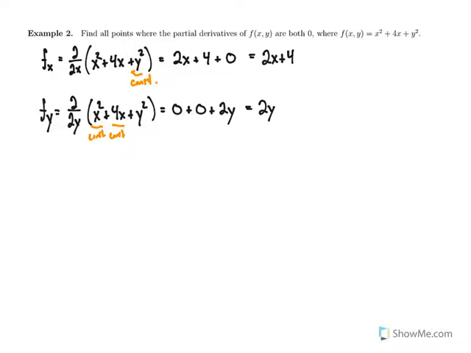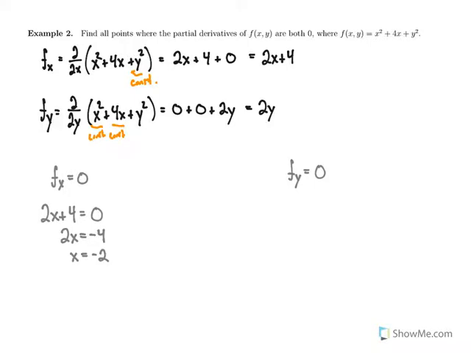So we're going to try to find all points where these partial derivatives are both 0. So that means that we're going to set both of these functions equal to 0. We want f sub x equal to 0, and f sub y equal to 0. So f sub x is 2x plus 4. Set that equal to 0. That's going to give us 2x equals negative 4. X is equal to negative 2 when we divide by 2.